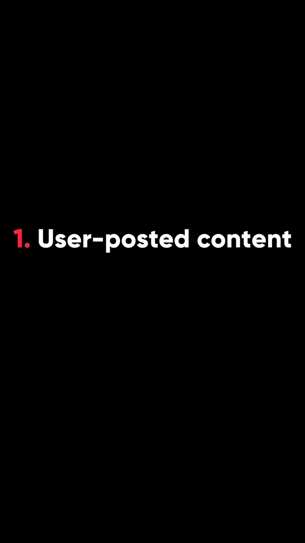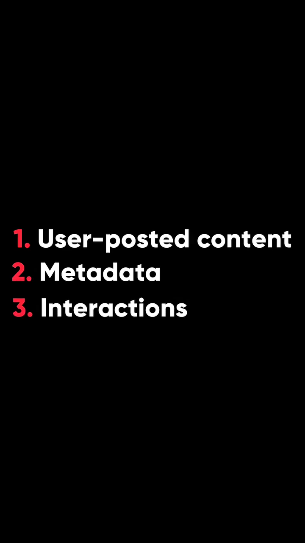So how do you get the most out of social media data? Well, you need to know what kind of data you're looking for and where to find it. Social media data can be divided into three categories. 1. User-posted content, such as text, images, or videos that the user creates and shares. 2. Metadata, such as the date, time, and location associated with the content. 3. Interactions, such as comments, likes, and other forms of feedback that the user receives or gives.